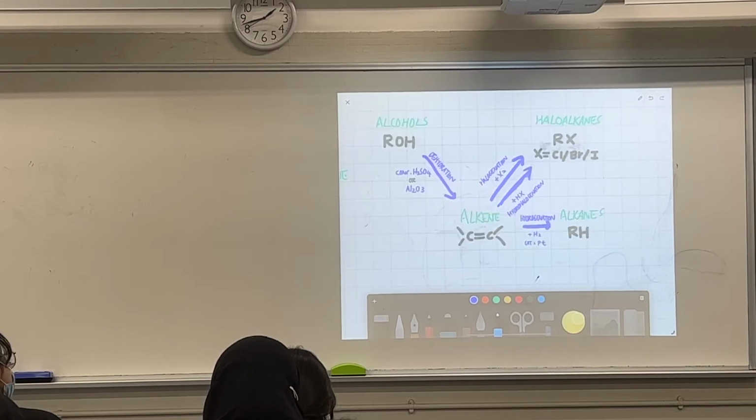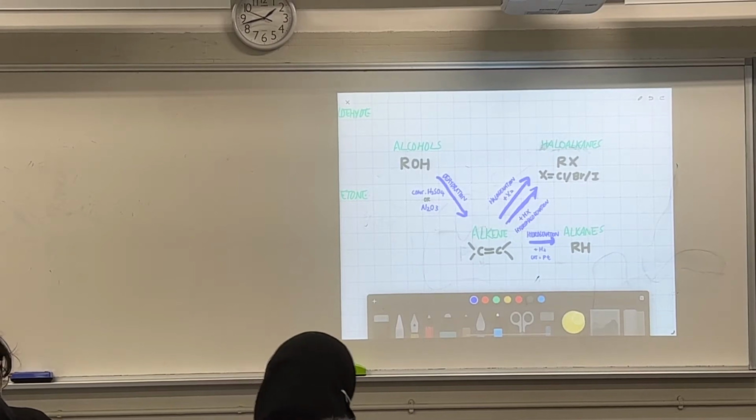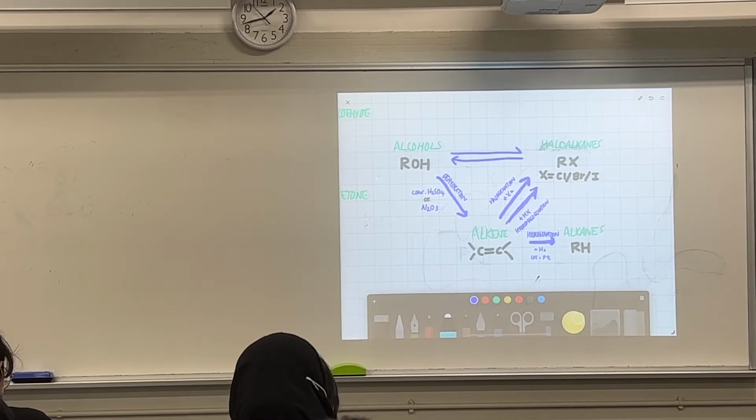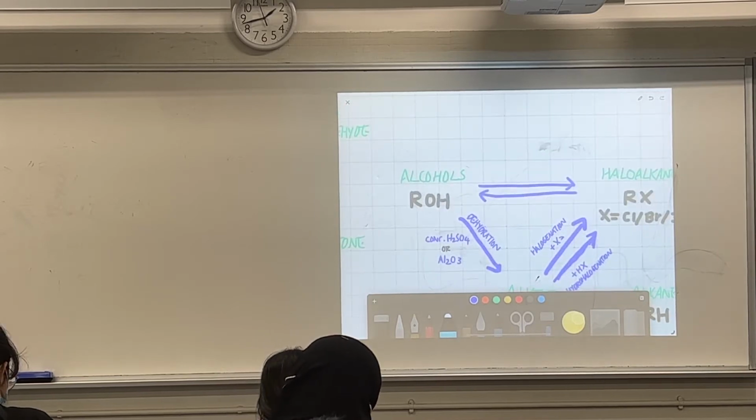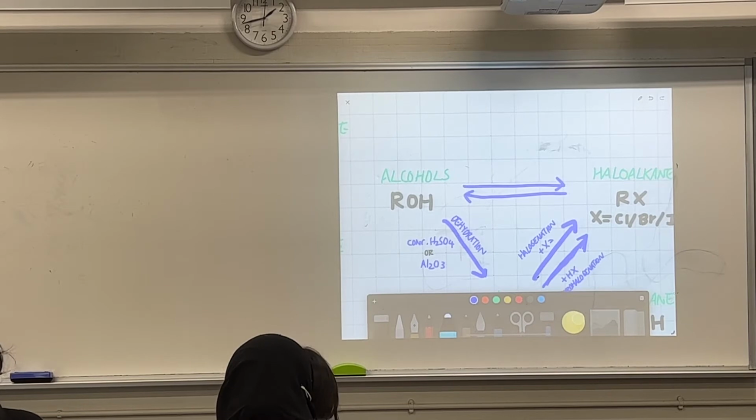Hydrohalogenation. And do you remember how we convert from alcohol into haloalkane and haloalkane back into alcohol? You see this goes both ways, right? We talked about this yesterday. One is the PCl5 or PH3. Which way do we use PH3? Top or bottom?